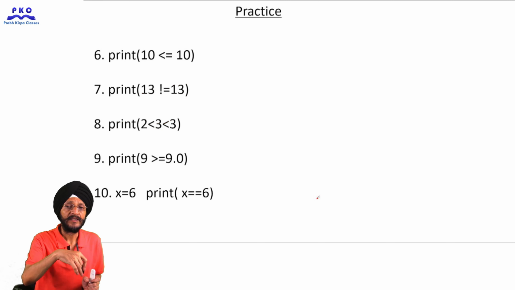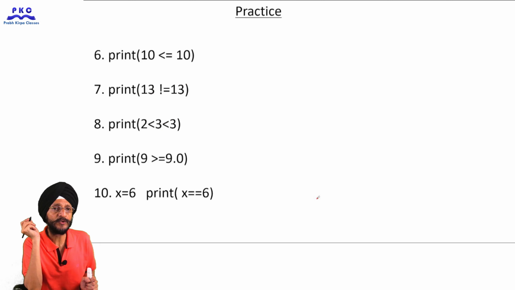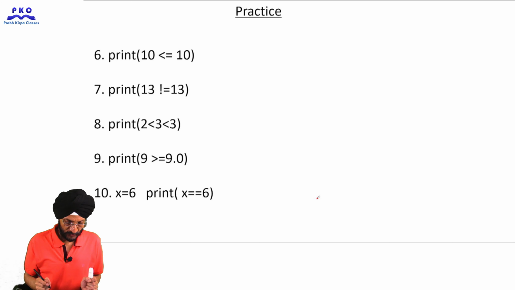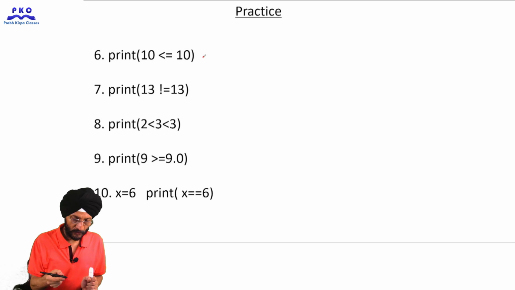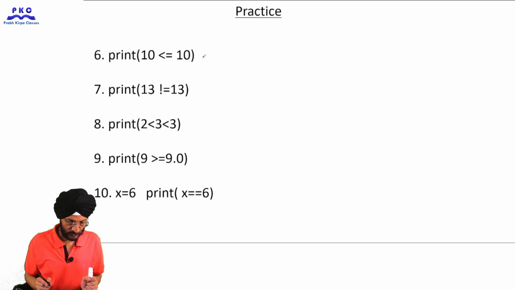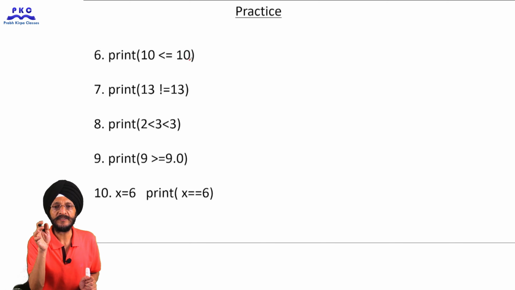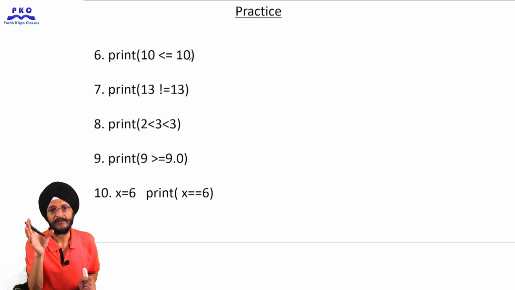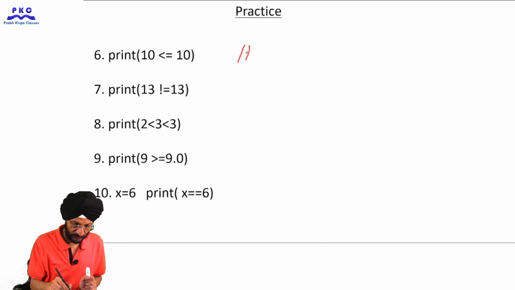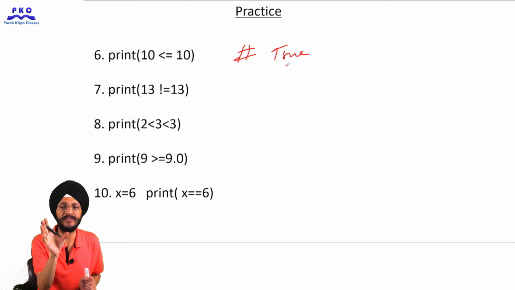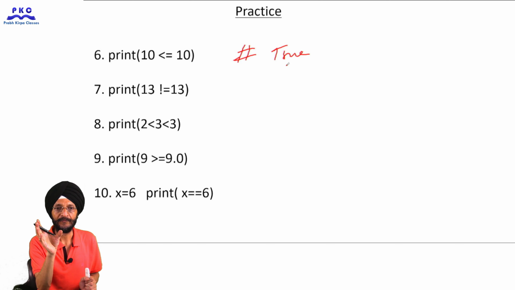Next, here again there are 5 questions, 6 to 10. You may solve them yourself, or we will solve them for you. Print 10 is less than or equal to 10. Any one of the two conditions. 10 is less than 10? No. 10 is equal to 10. True. So the output will be true, because one of the conditions is satisfied.